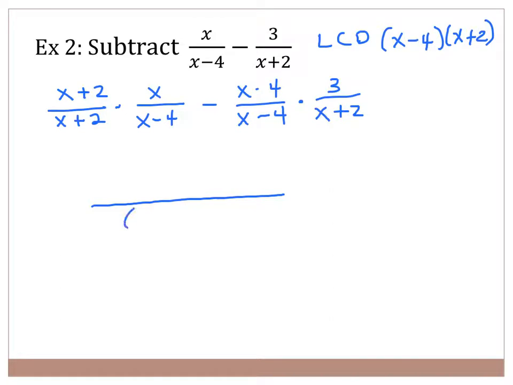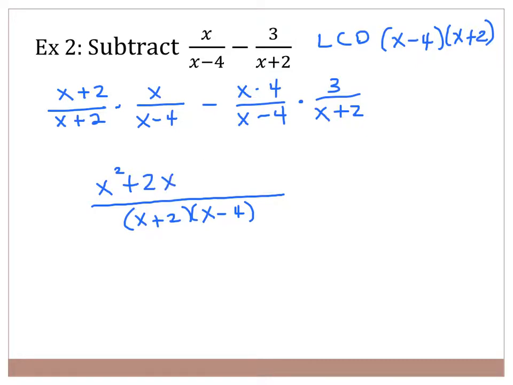Do not FOIL the denominator. It does not make it more simple. It makes it more complicated. So keep your denominator factored. Do not multiply it. I'm going to multiply x plus 2 times x. That you do want to multiply. So you'll have x squared plus 2x.